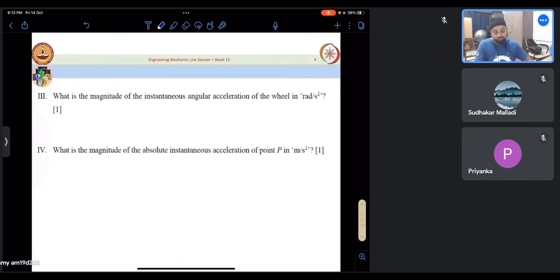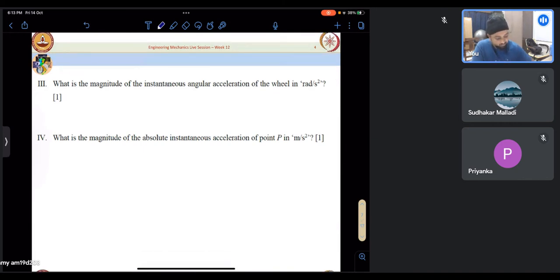Okay. So the next question asks us, what is the magnitude of the instantaneous angular acceleration of the wheel in radians per second square? And subsequently, when we get the instantaneous angular acceleration, which is alpha, we have to naturally go to the total acceleration of P at that instant. So let us look at this.